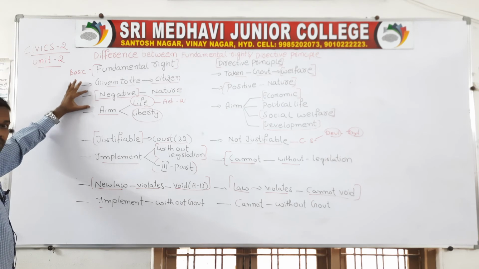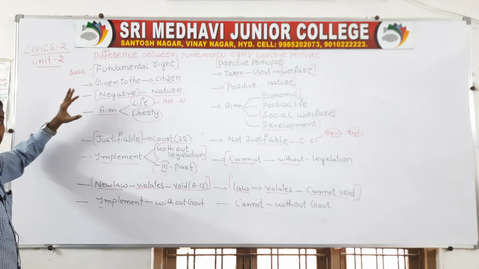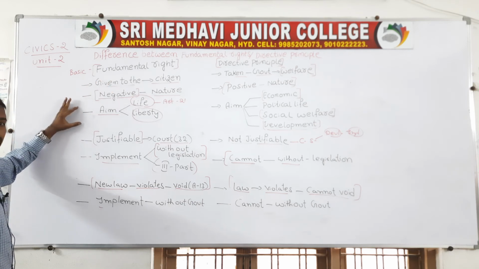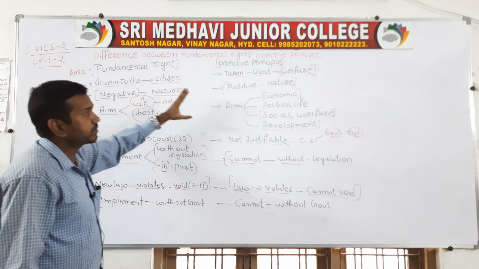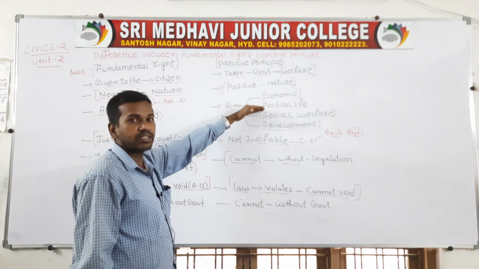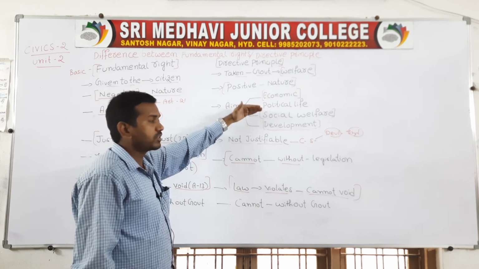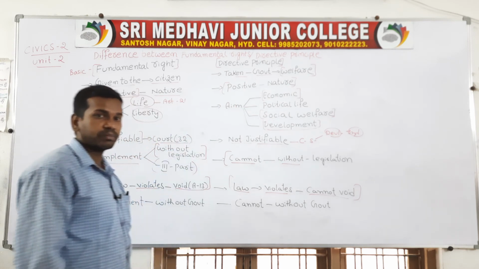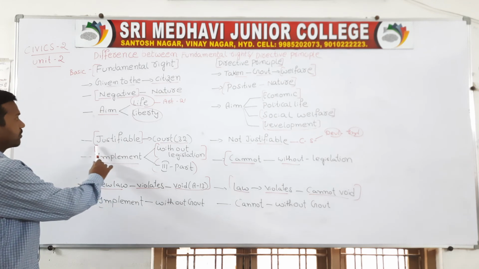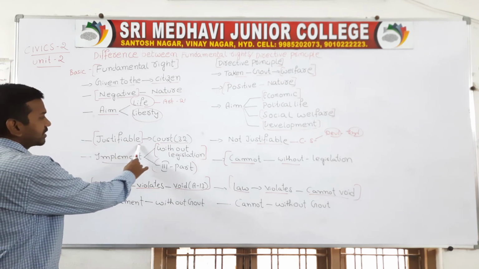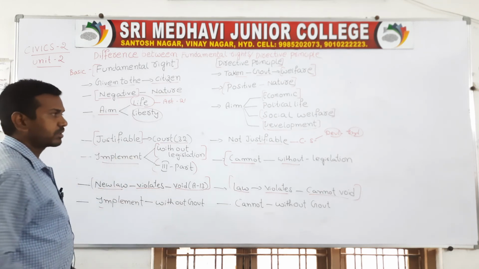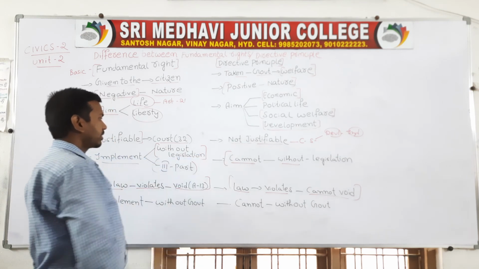Fundamental rights are sometimes negative in nature, but directive principles are most of the time positive in nature. The main aim of fundamental rights is to protect life and liberty, but the main aim of directive principles is to improve social, economic, political and welfare development, etc. Fundamental rights are justiciable according to the code of law. Directive principles are not justiciable according to the code of law.